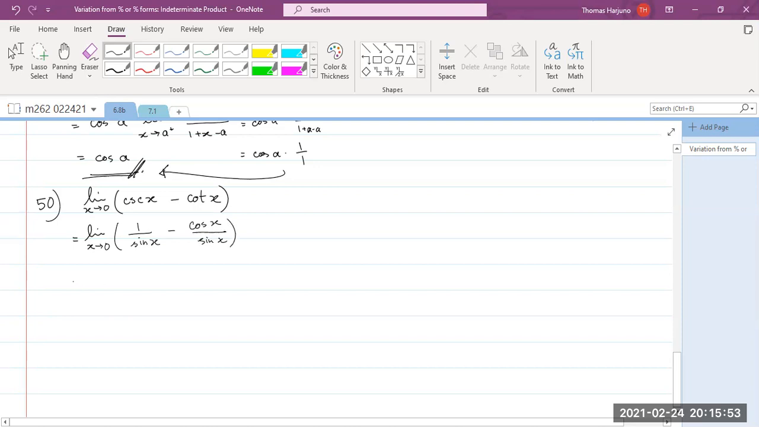Do LCD. 1 minus cosine x over sine x. Then you see when I plug in x equals to 0, I will get 1 minus 1 over 0, which is 0 over 0 case. Right? So I apply L'Hôpital's Rule, limit x approaching 0 of sine x over cosine x. That will be 0 over 1, which is 0.